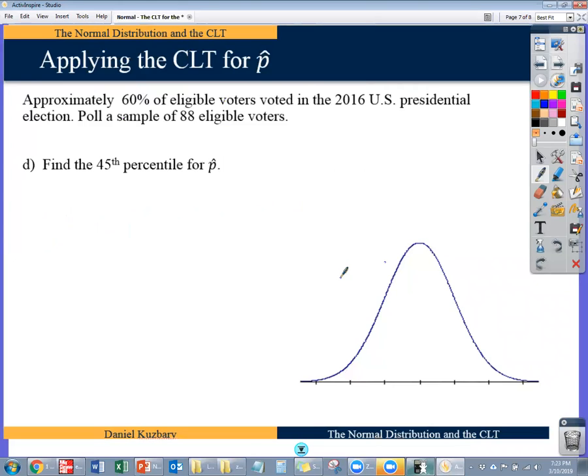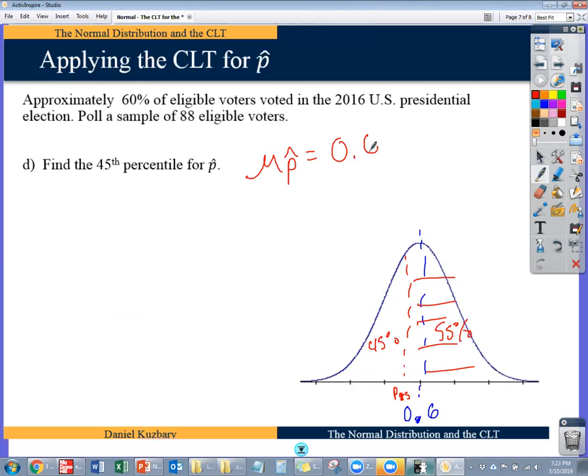Let's go ahead and find percentiles now. I'm looking for the 45th percentile for p hat. I know that my mean is 0.6, and I'm trying to find the number that will separate the lower 45%, this is P45 on the number line, from the upper 55%, which will be all this stuff. So I'm trying to separate the white region from the red stripe region. I know that my mu p hat is equal to 0.6, and my sigma p hat is equal to 0.05 because I computed it.